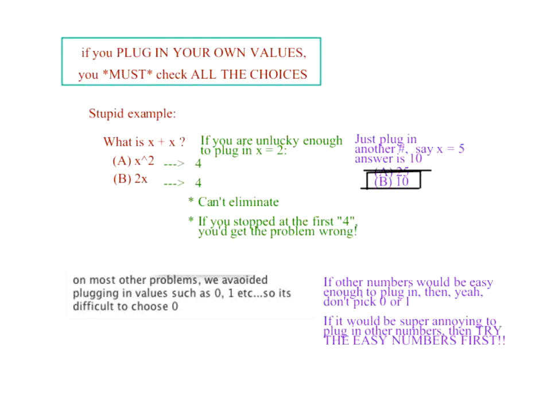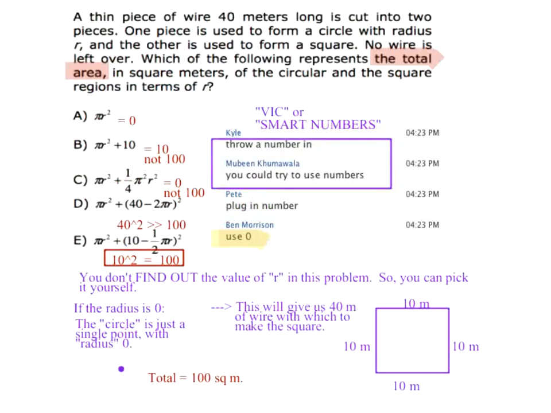Because remember that efficiency is your ultimate goal here. More than anything else, you are trying to not waste a bunch of time. So in this problem, anything but 0 will give you sort of annoying things with pi in them. So 0 is an excellent first thing to try because it just makes the whole thing a square. And if there were more than one choice that gave you 100, then you would just deal with it at that point.